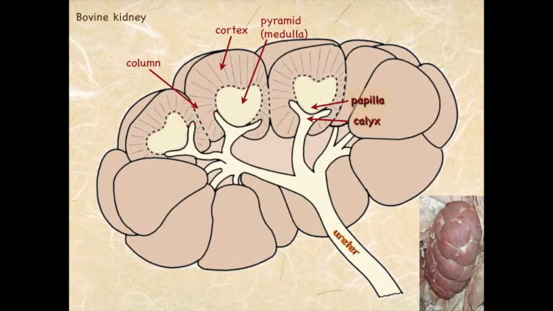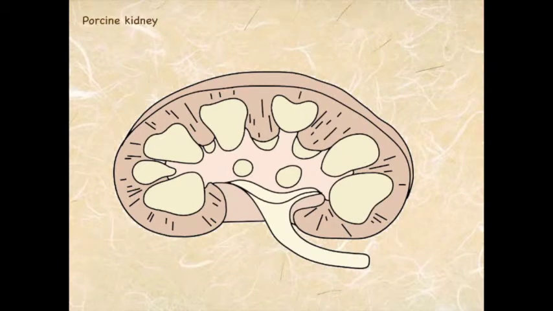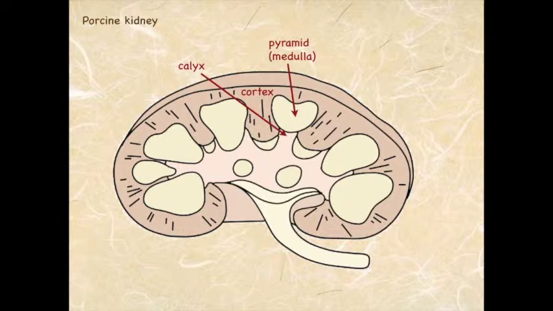Now in the porcine, similar to what we see in the human, the cortex is more evenly fused so that we cannot see that lobation externally, but we do still see that there are renal pyramids present, and those of course are going to empty into calyces. Those calyces are going to join and empty into the ureter.